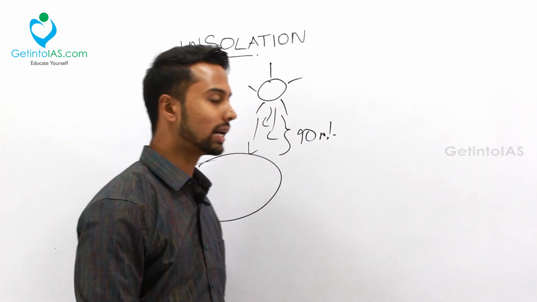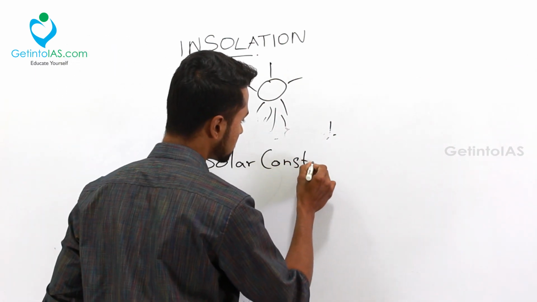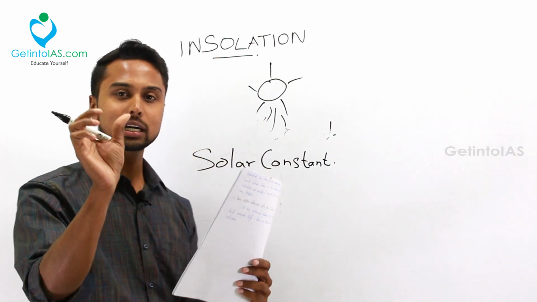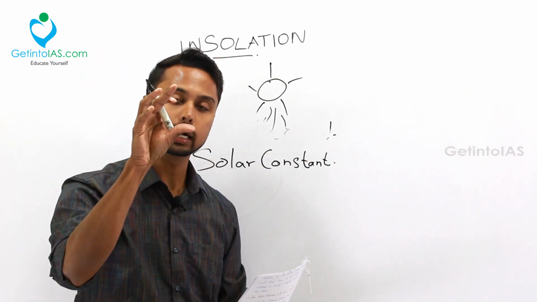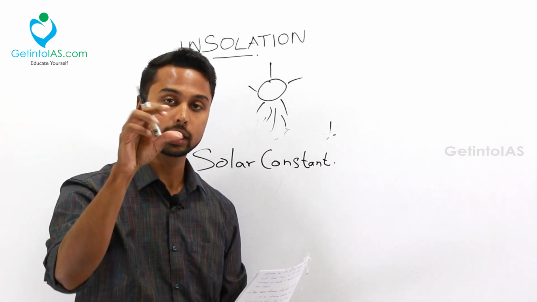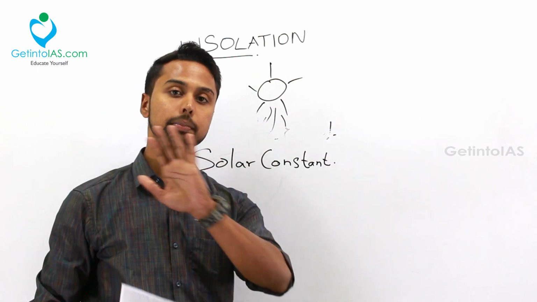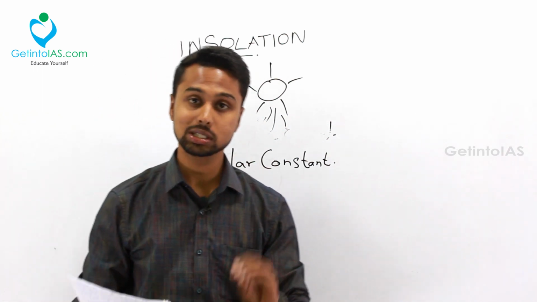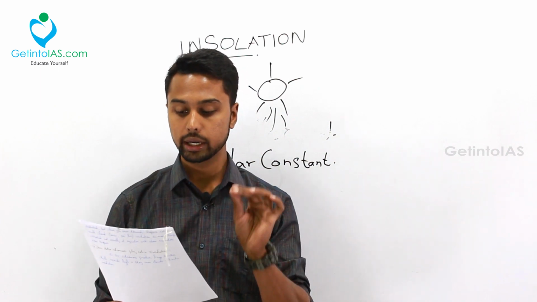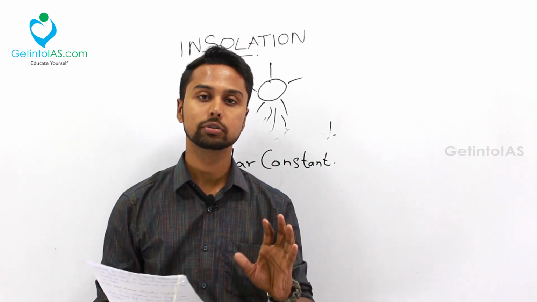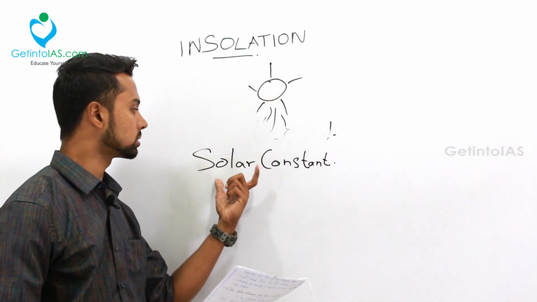Now there are two terms. One is the solar constant. What is the solar constant? If you take a unit area on the Earth and that unit area is receiving sunlight, that is known as the solar constant. Let me read the perfect definition: the solar constant is the rate per unit area at which solar radiation is received at the outer limit of the atmosphere. Same as insolation, but per unit area, is the term known as the solar constant.